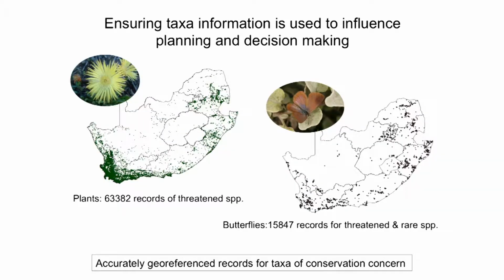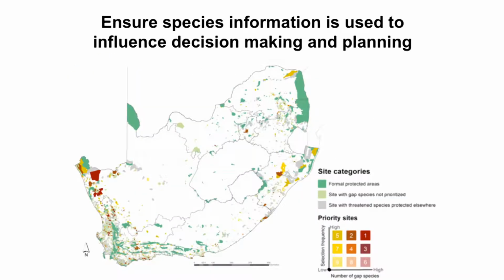So we've now created layers for each of the taxonomic groups, and pulled out all the locality records for each of the threatened species, accurately geo-referenced these records, and they're now available as layers for GIS. I'm just showing 2 examples, the plants and the butterflies, and you can see just how many records we have. For plants, it's over 63,000. Butterflies, just under 16,000 records available.